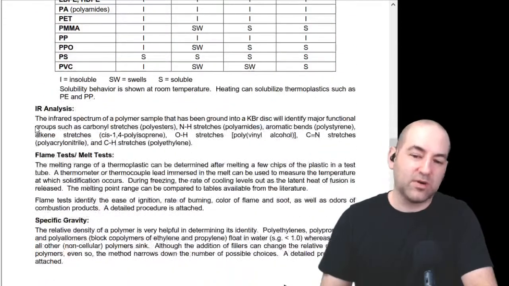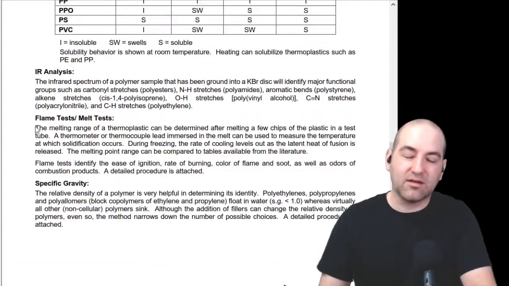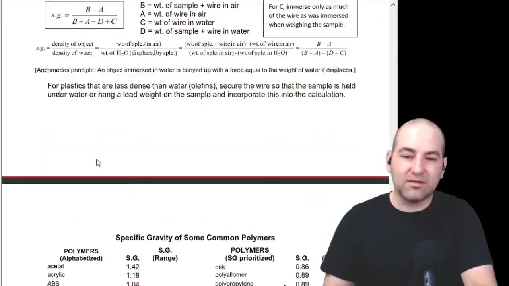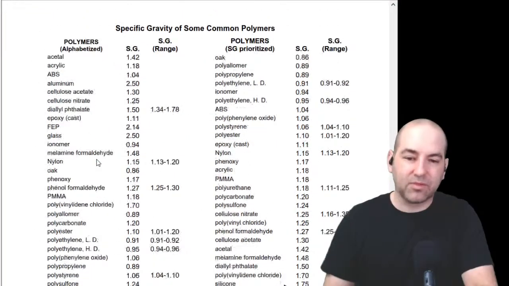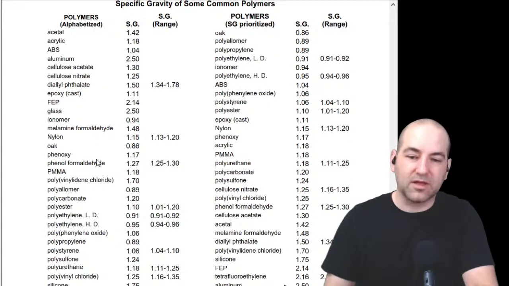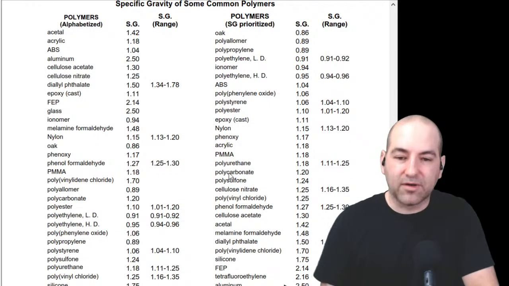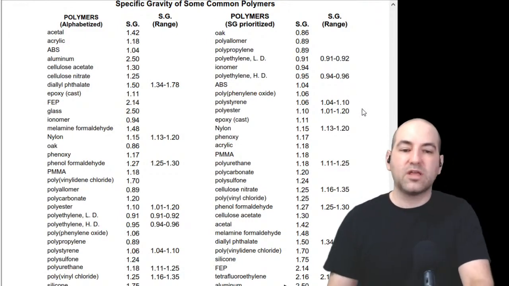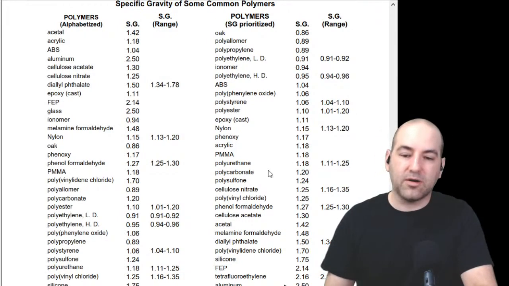So that's one way you can determine them. You could also look at specific gravity, which is also known as density. It's not exactly the same, but for our purposes, we can think of it that way. So we could look at, for example, polyethylene versus polypropylene, right? High density polyethylene has a little bit higher density than polypropylene. So that might be a way to tell those apart.